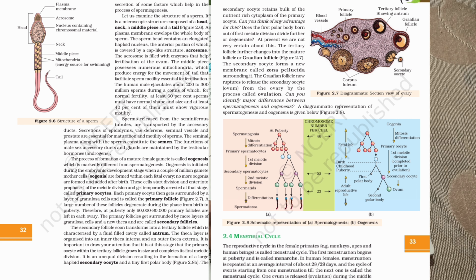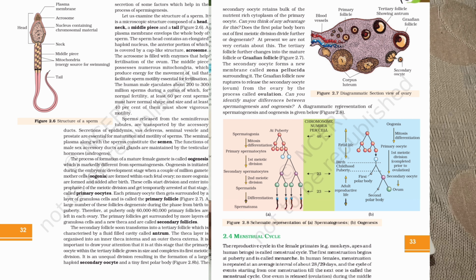Seminal vesicles and prostate are essential for maturation and motility of sperms. The seminal plasma along with the sperms constitutes the semen. The functions of the male sex accessory ducts and the glands are maintained by the testicular hormones, androgens.